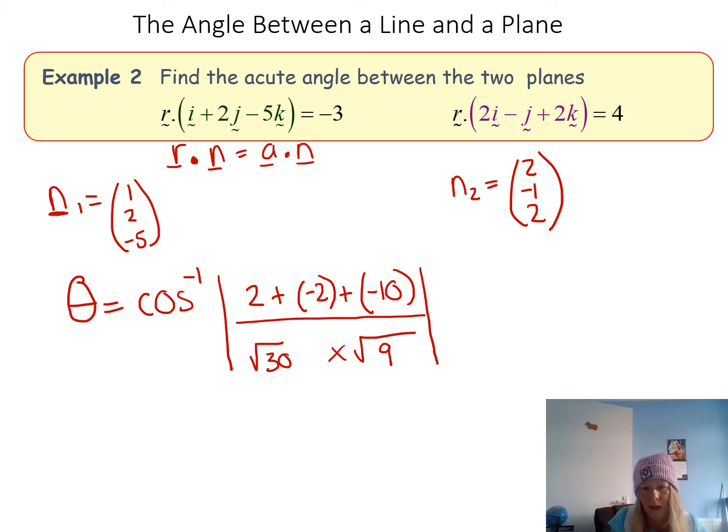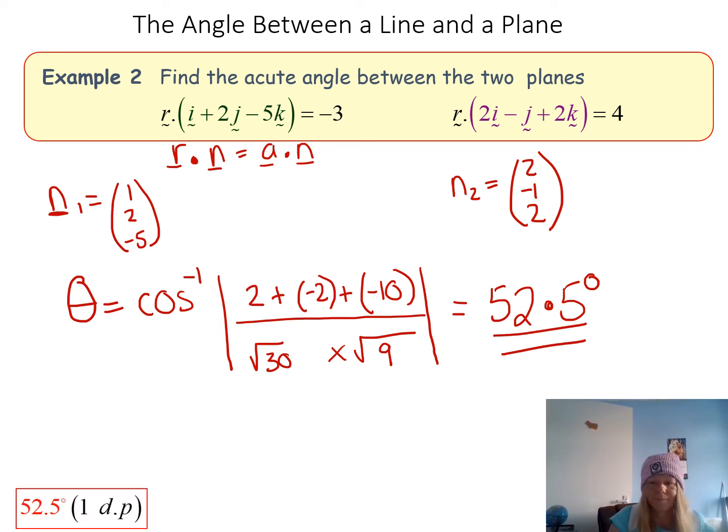You mod it to get an acute angle. So that minus 10, you just treat it as a plus 10, and stick it in and it'll give you an acute angle. And the acute angle this time is 52.5 degrees. Feel free to check it.